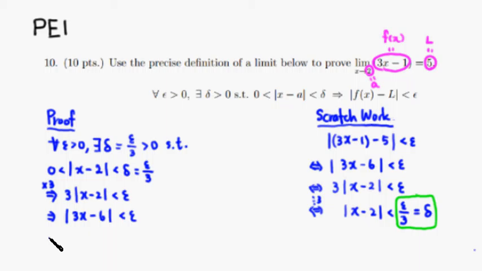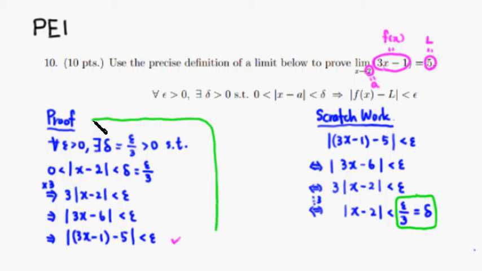Then we can split negative 6 as negative 1 and negative 5, so we can write it as absolute value of 3x minus 1, minus 5, which is less than epsilon. And this is exactly what we want. This is f of x minus L is less than epsilon, so we are done. So this is the proof.